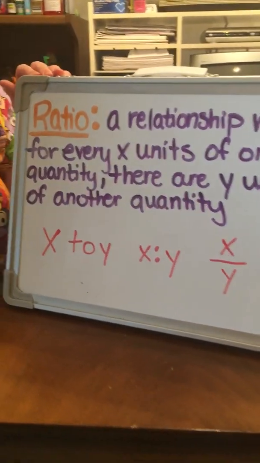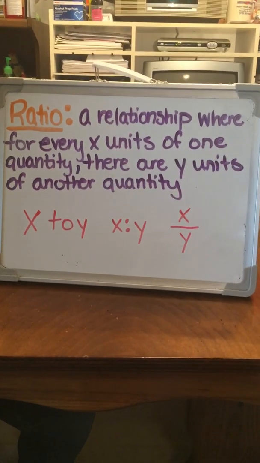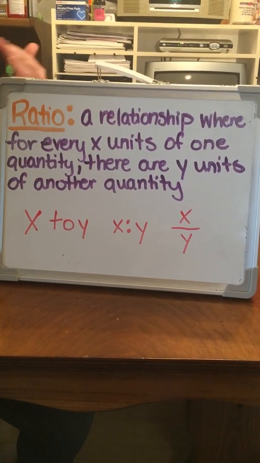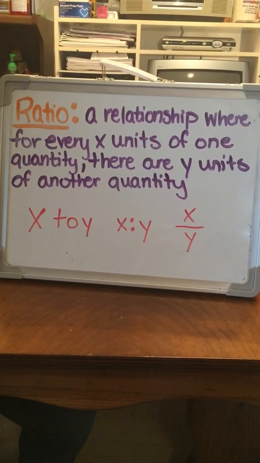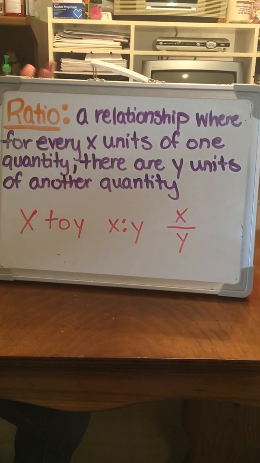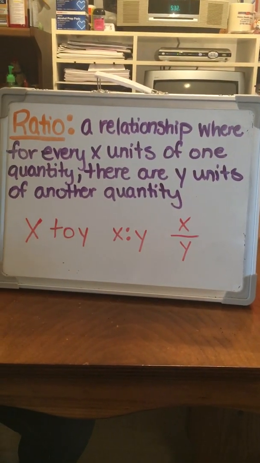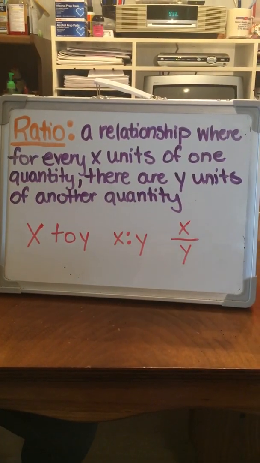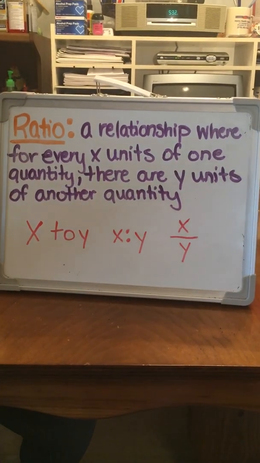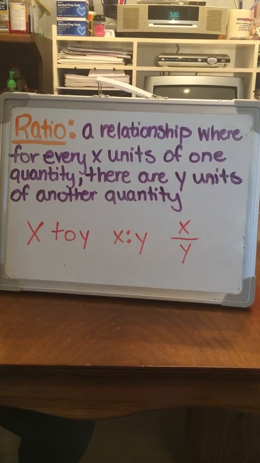So let's go ahead and look and see what the definition of a ratio is. A ratio is a relationship for every X units of one quantity, there are Y units of another quantity. So it might be like a recipe where it says for every 3 pounds of ground beef, you need a half pound of onion. So that's like a ratio. It's saying for every 3 of this, you need a half of this.